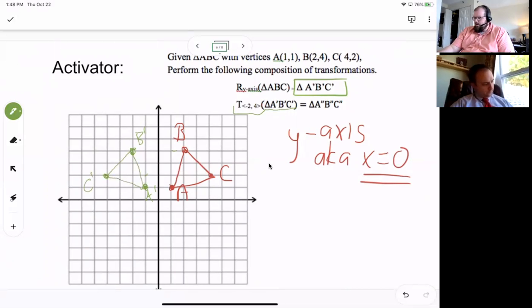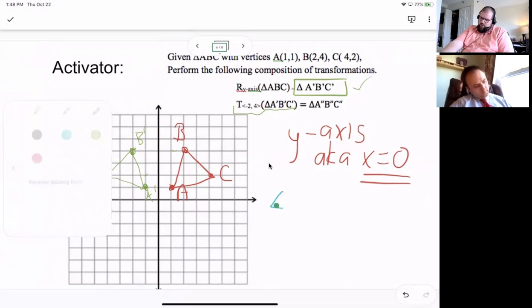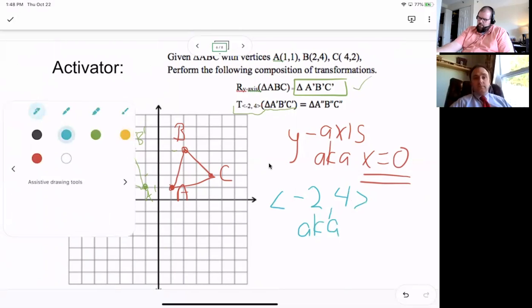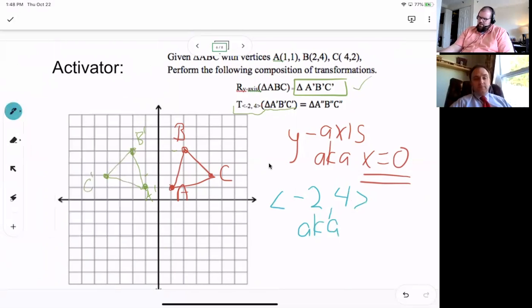So that's my first transformation. For my second transformation, I'm going to switch over to blue because I see this is a translation. And when I see the -2 for the x, that means I'm going to go 2 to the left. And when I see the 4 for the y, that means I'm going to go 4 up.